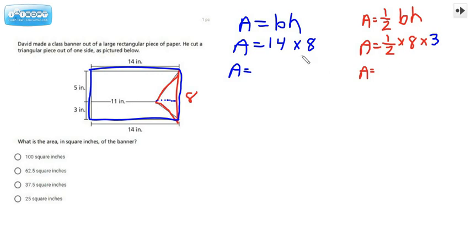So the next step would probably be to take the half of the 8, which would be 4, multiply the 4 times 3, easy enough, and get 12. Now you're going to subtract the 12 square inches that we have here from whatever you got for 14 times 8, and that will be your answer.